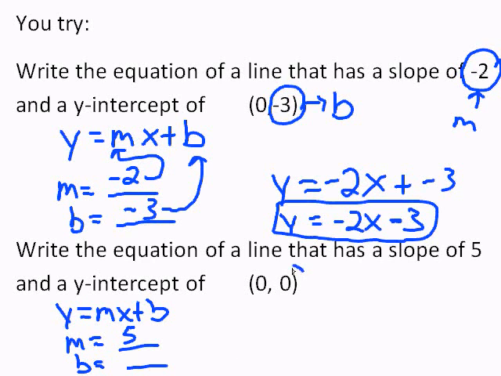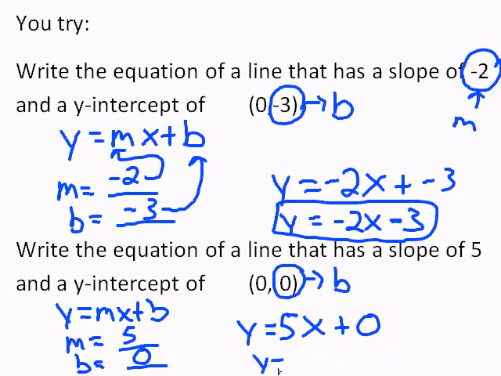The y value of our y-intercept is 0, so our b value is 0, which means our equation is y equals the m, which is 5, times our x, plus our b value, which is 0. Well, you wouldn't normally write it as 5x plus 0 because 5x plus 0 is just 5x. So the equation of our line is y equals 5x.